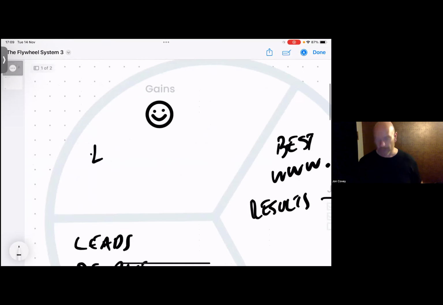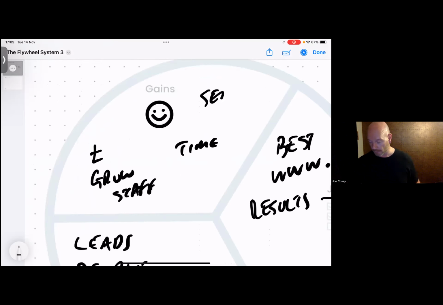I can earn more money. My business can grow. I can get some staff, so it means that I get more time back. And it means that the business ultimately can serve more people.